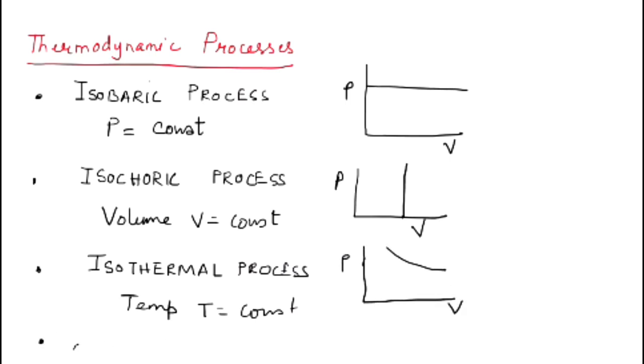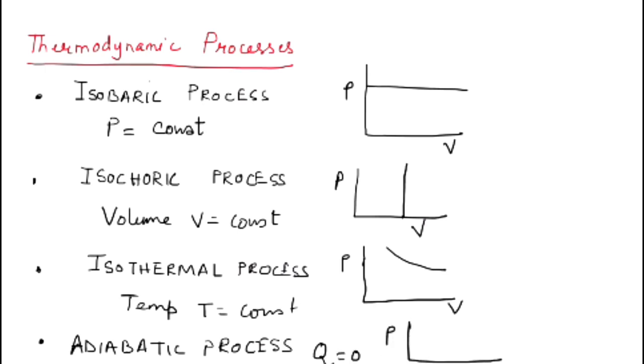So this is the isothermal curve. Next is the adiabatic process. In an adiabatic process, no heat exchange takes place, so Q equals 0. So if we see the adiabatic curve, it looks like this.